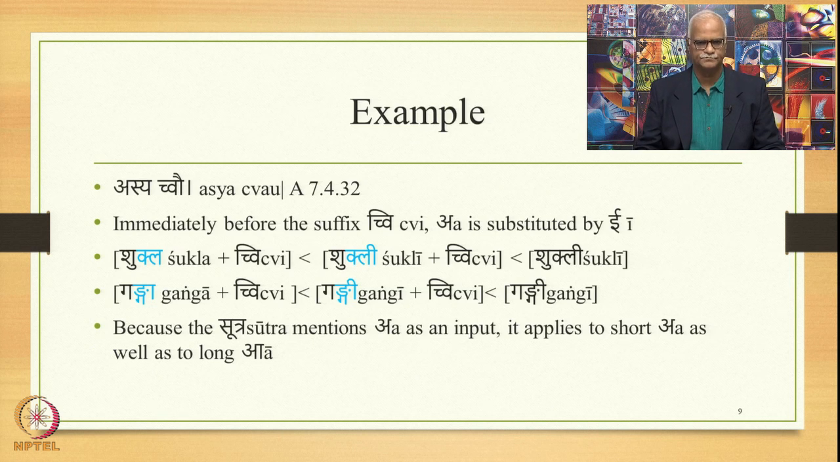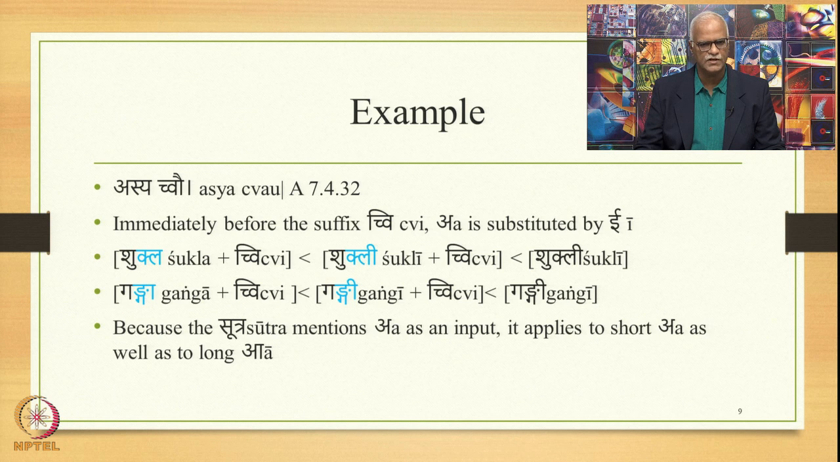Here is an example. There is a sutra 7432 which says asya chvau. What this means is immediately before the suffix chvi, chvau is 7-1, asya is 6-1 of a, and ee is continued from the previous sutra. What this sutra means then is that immediately before the suffix chvi, a is substituted by long ee.